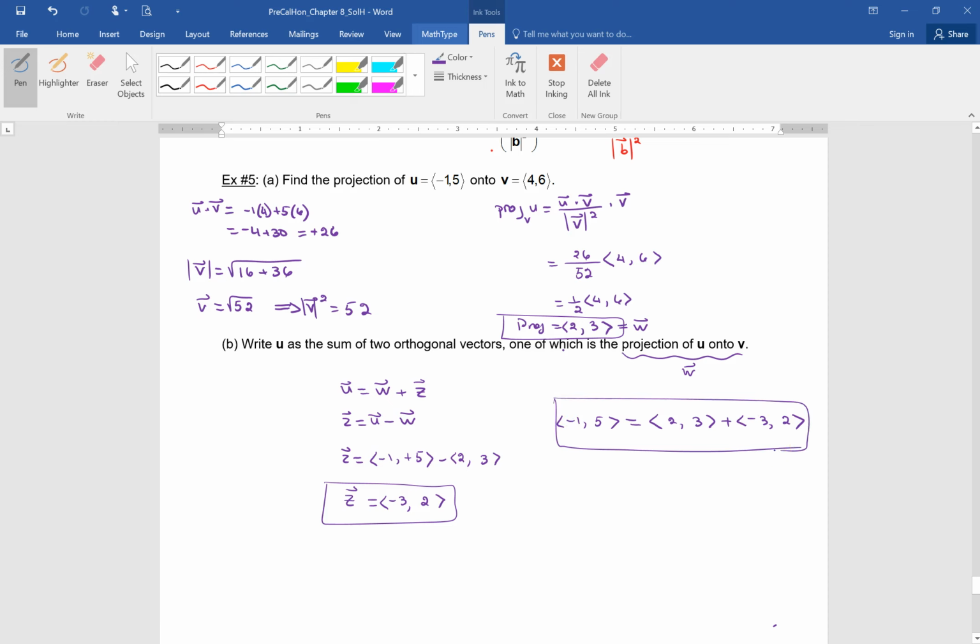Just for fun, find the dot product of these two. The dot product is going to be 0, because they're orthogonal. The dot product is 0, so they're orthogonal. You can also kind of fact check them if you think about it. The way I did it, I just looked at it.